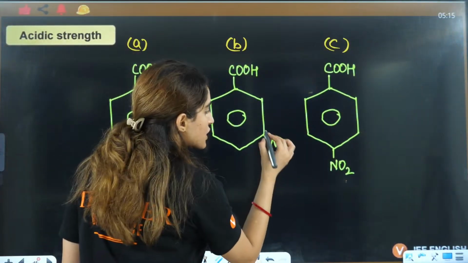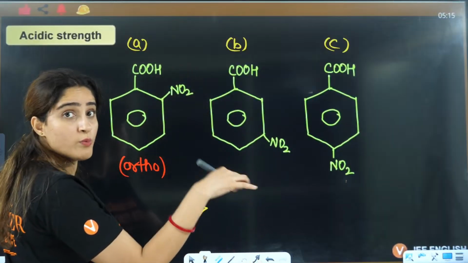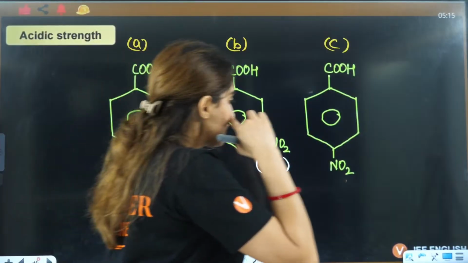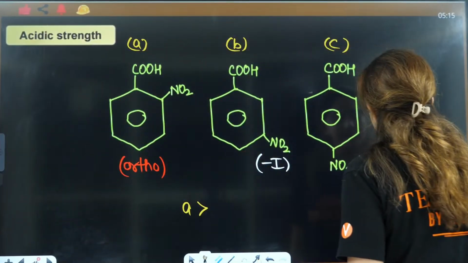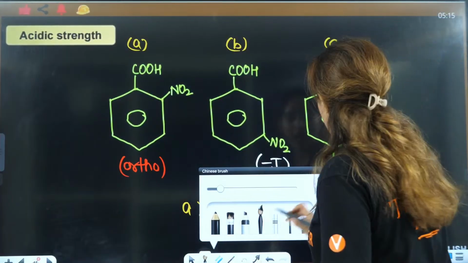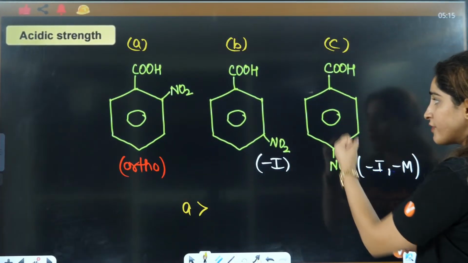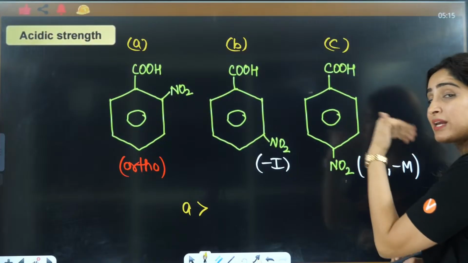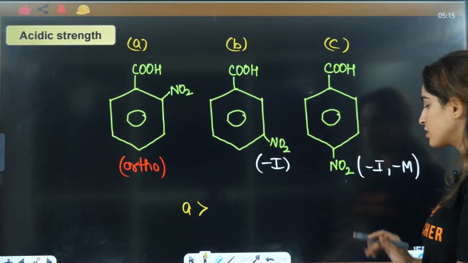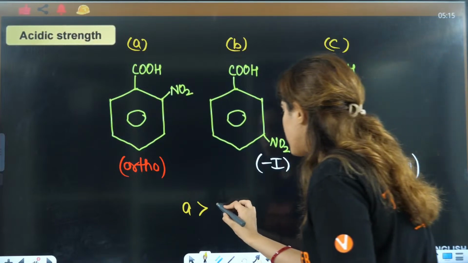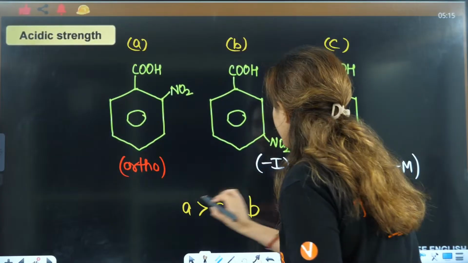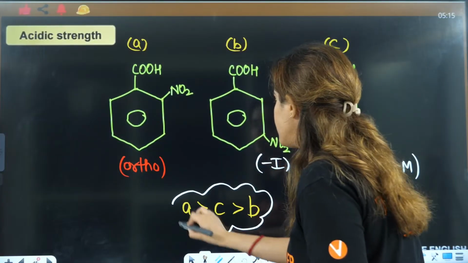So here, if you see, on the meta position there is no mesomeric effect that is valid, so this would be minus I only. And here this will be minus I and minus M, both. So that means this is more electron withdrawing, which means more stability, more acidic nature. So this will make it more acidic. It will be A, C, then you will have B. And this will become your correct answer here.